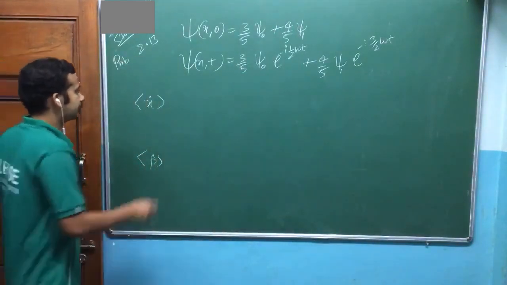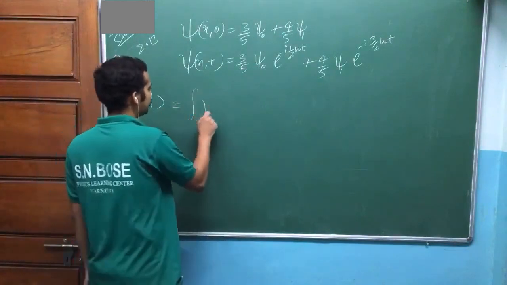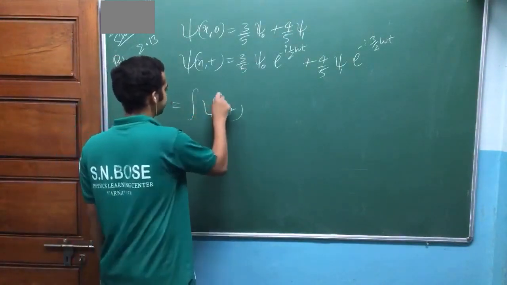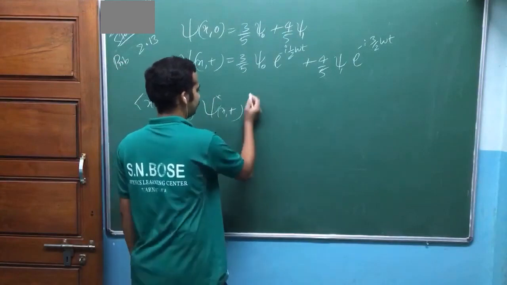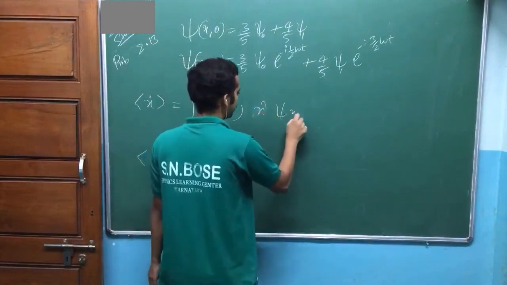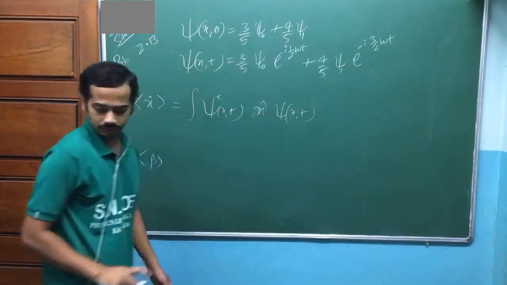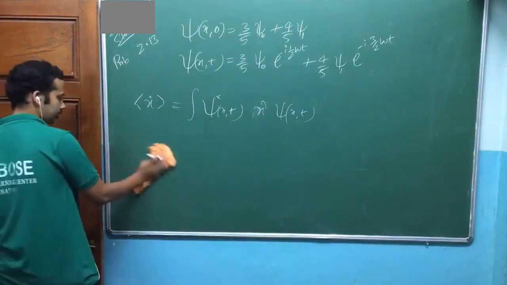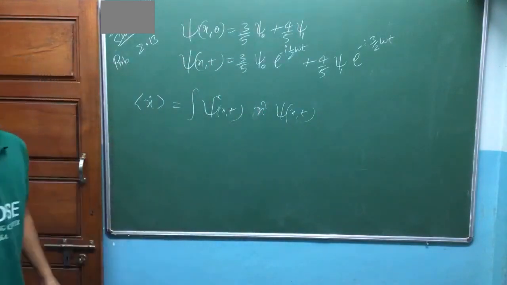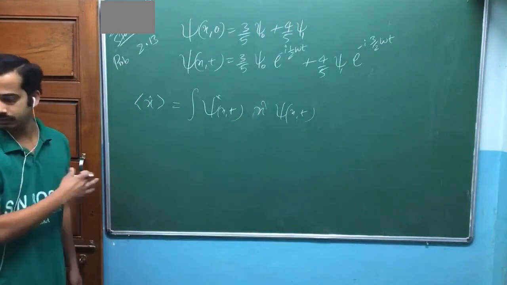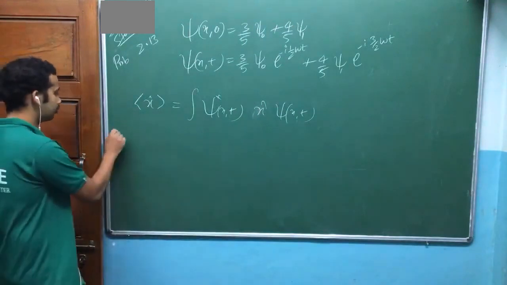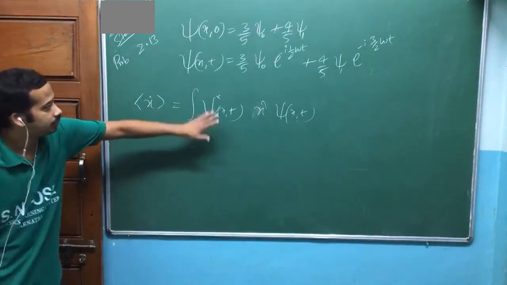Now the expectation of x cap is equal to the integral of psi star of x comma t, x cap, psi of x comma t. Am I right? Doing this is quite lengthy to write, but not at all difficult. You may need a little more space in your notebook.